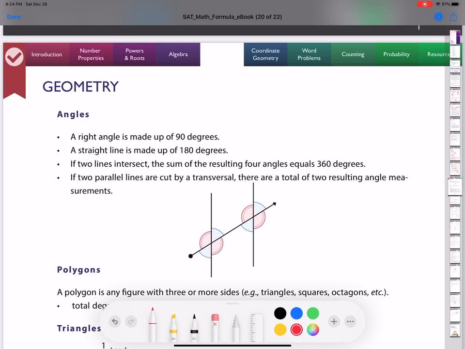Angle part. If two parallel lines are cut by one transversal line, they form 1, 2, 3, 4, 5, 6, 7, 8 angles, right? These 4 red angles are congruent, and these 4 blue angles are congruent. You don't have to know the angle pairs' names, but you have to know which angles should be congruent, okay?